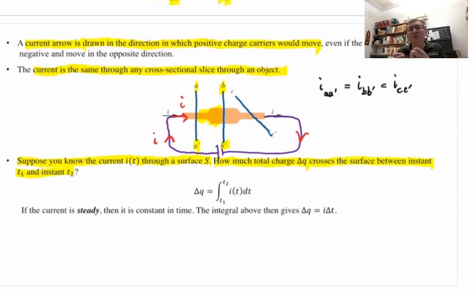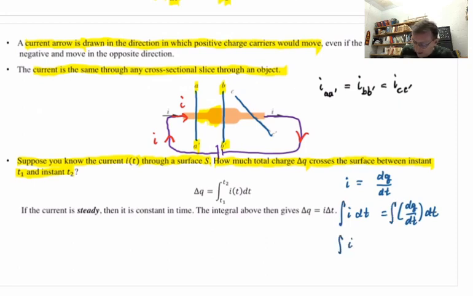Then you can ask, well, how much total charge passes through the surface in a certain amount of time? All you have to do, mathematically, is start with the definition of current, multiply both sides by dt, and then integrate both sides. So you have on the left the integral of I dt, and calculus will tell you that the integral on the right just reduces to the integral of dq, which is just a total delta q. And then you just put the limits on your time integral from t1 to t2, and you get this expression right here.